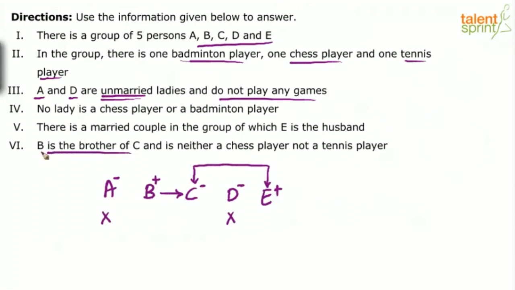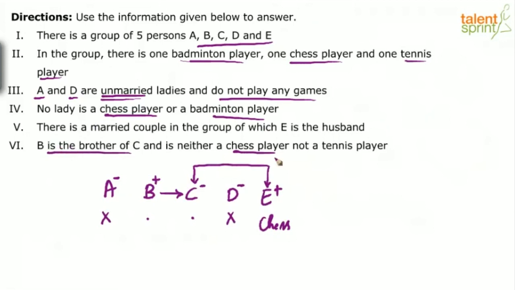So B is the brother of C and is neither a chess player nor a tennis player. So B is neither a chess player nor a tennis player. The other point that we know is no lady is a chess player or a badminton player. So which means B doesn't play chess, C also doesn't play chess, right? B does not play chess and C does not play chess. So obviously E would play chess.